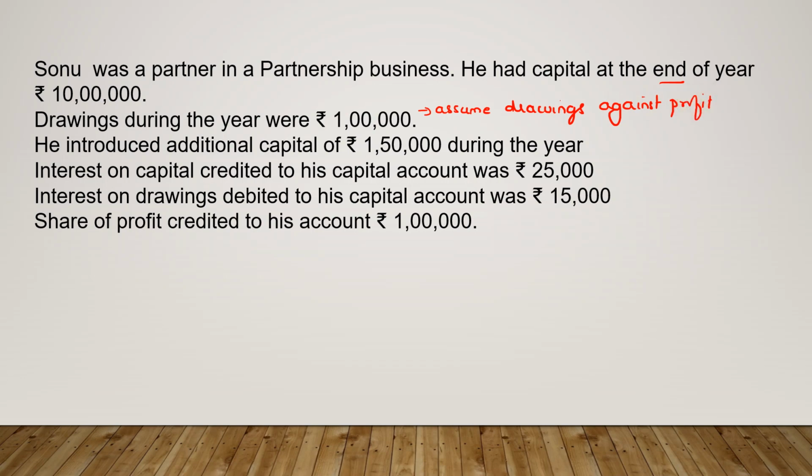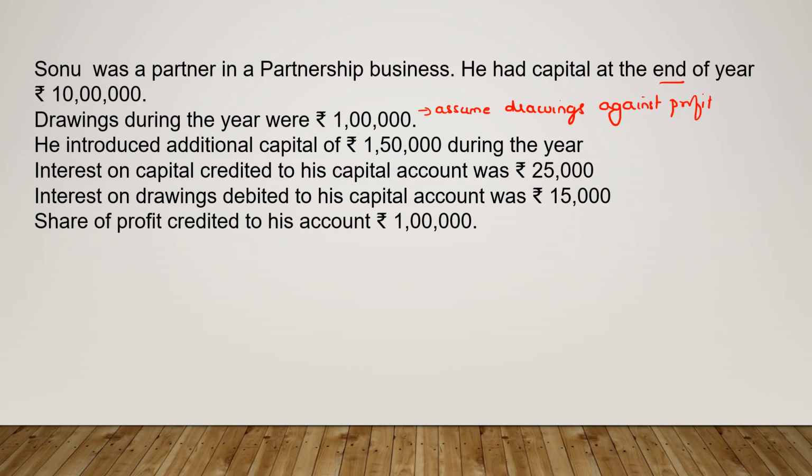So drawings against profit while computing the opening capital. Further, he introduced additional capital of 1,50,000 during the year. This was a capital introduced. Other than that, they've given interest on capital credited to his capital account was 25,000 and the interest on drawings debited to his capital account was 15,000. And his share of profit which is credited to his account is 1 lakh. Now let us solve this under both methods.